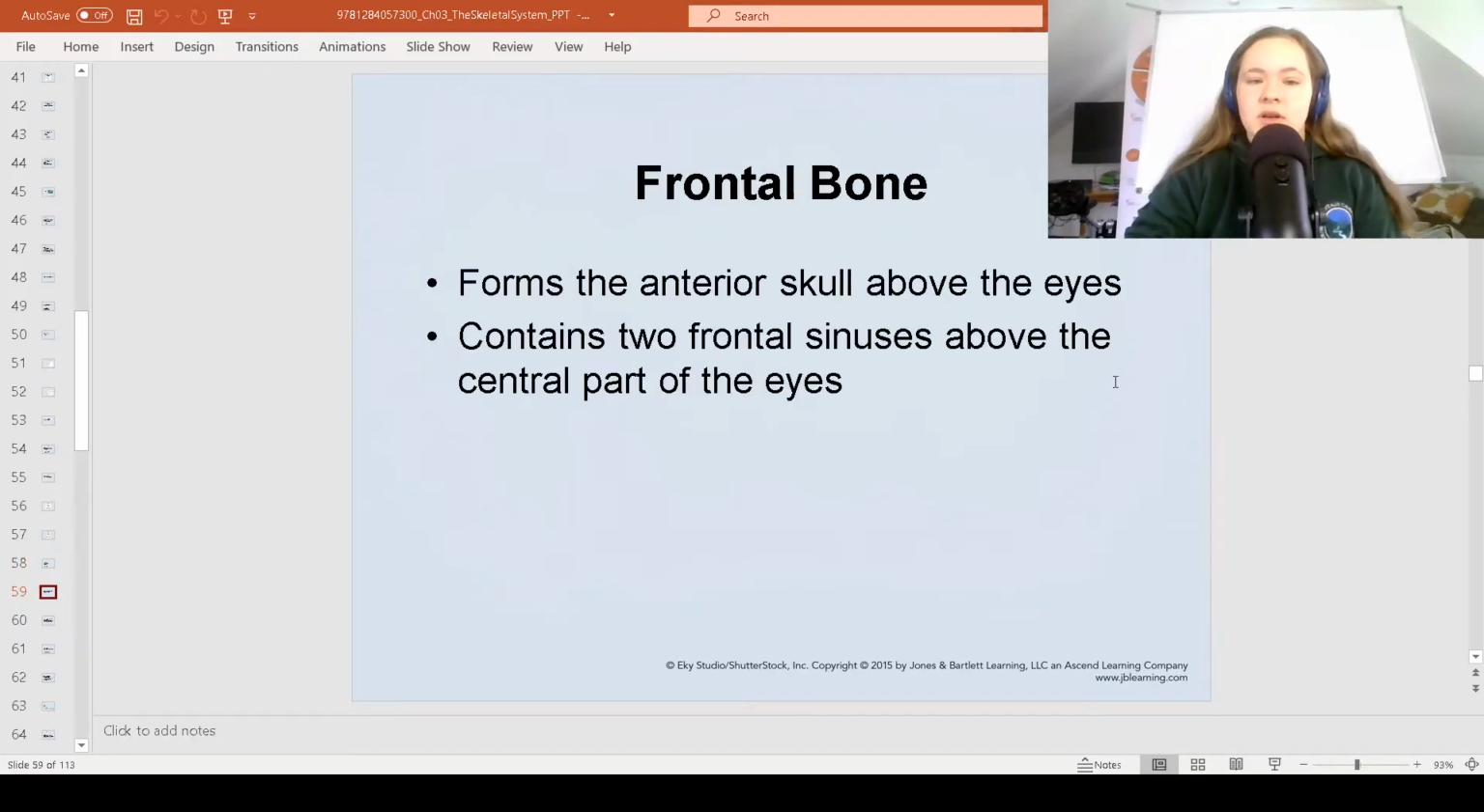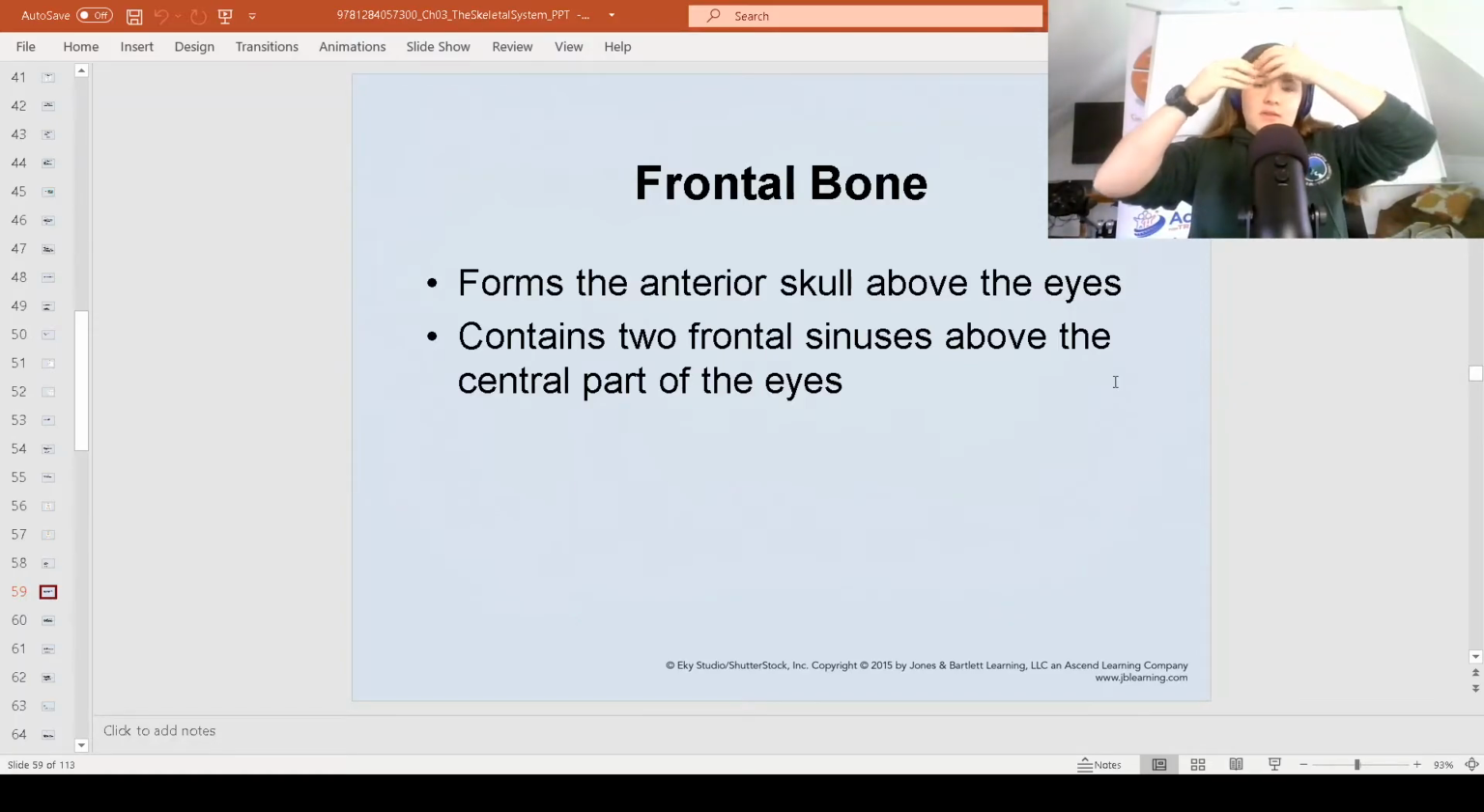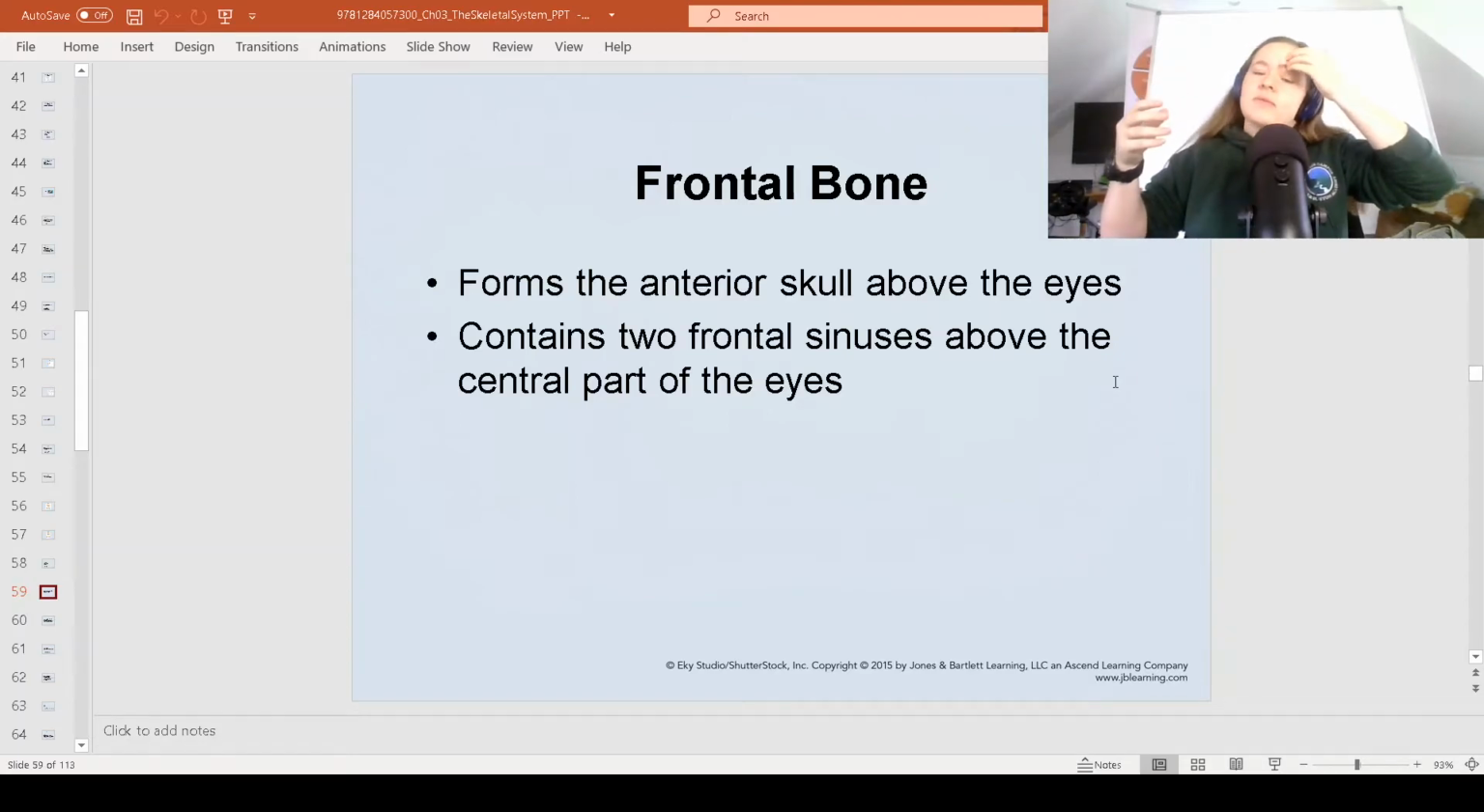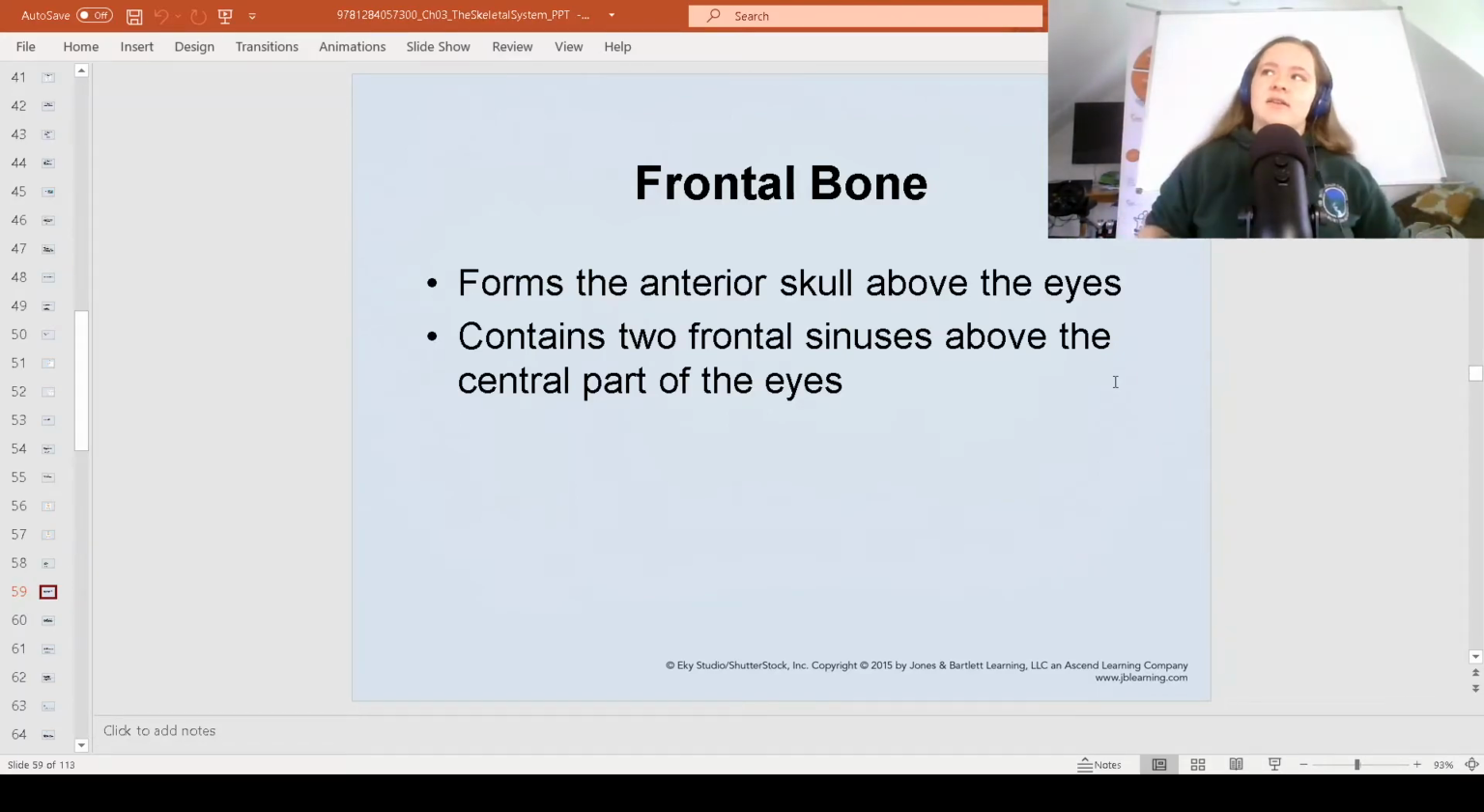The frontal bone forms the anterior skull above the eyes and contains the frontal sinuses above part of the eyes. So this is this entire part right here. This is like when people take your temperature nowadays with the whole COVID thing going on. They're supposed to take it from the frontal to the temple. Not everyone does that correctly, but correct them if they get it wrong. Say, you've got to go from the frontal to the temple.